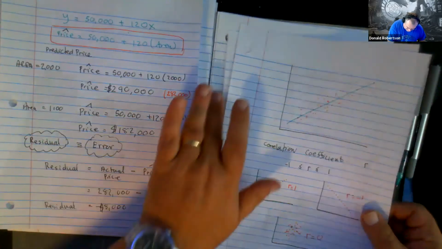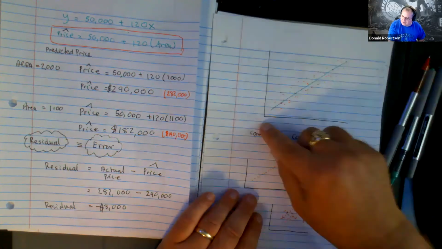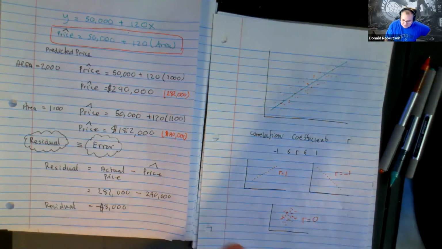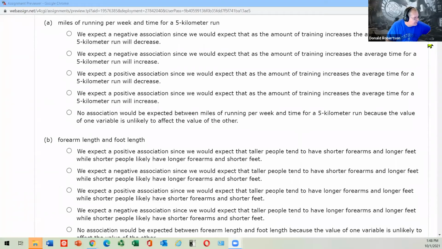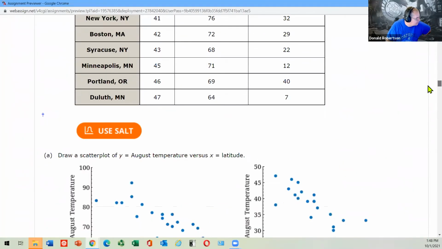So what I want to show you now is how to get the equation, the regression line or the line of best fit, how to get this guy and how to get R using SALT. So I'm going to nip over and see if I can find the SALT button. There we are. Well, there's one anyway.